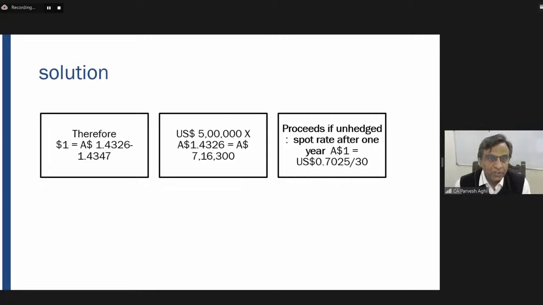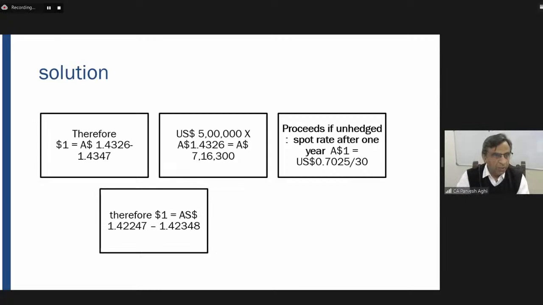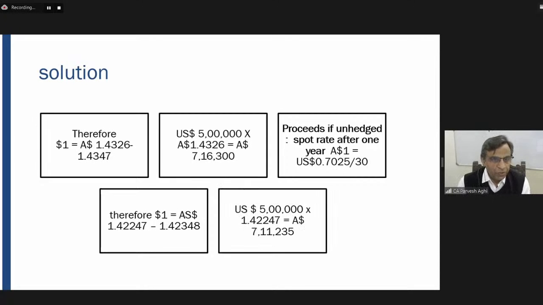Proceeds if unhedged. The spot rate we know is Australian dollar is equal to so many dollars. So we are going to convert into the dollar quote. So $1 will be equal to Australian dollars 1.42247, 1.42348, and we'll use the bid rate to find out how much it will be in terms of Australian dollars. So he is going to get 7,11,235.